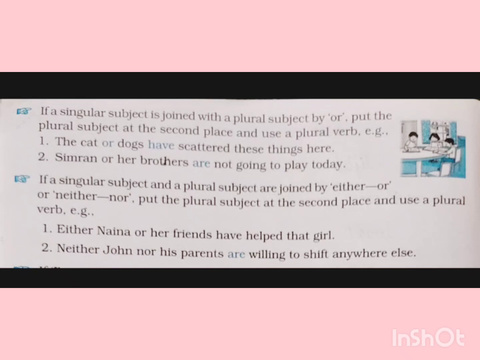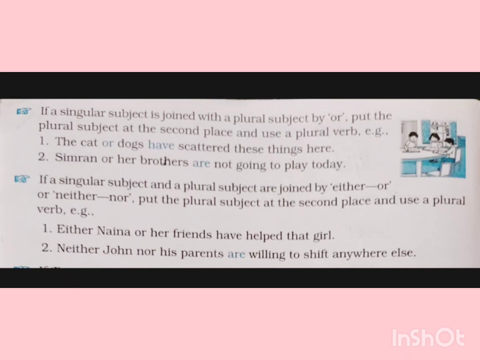Now see the second one, Simran or his brothers. Simran is singular, and it is joined by or her brothers. We are talking about many brothers. So we will use a plural verb, that is, are. Simran or her brothers are not going to play today. Okay, now see the next rule.